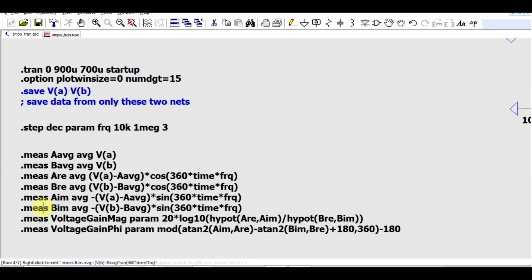So all these measurements are needed to generate the frequency and phase diagram of the loop response. We start by calculating the average voltages of the two signals, and then we extract the real and the imaginary voltage for each of these in each of the simulations. That's what this part is used for. And then finally we calculate the ratio of the two, to calculate the voltage gain's magnitude and the voltage gain's phase difference. Quite interesting mathematics. You can go through it, you can play with it.